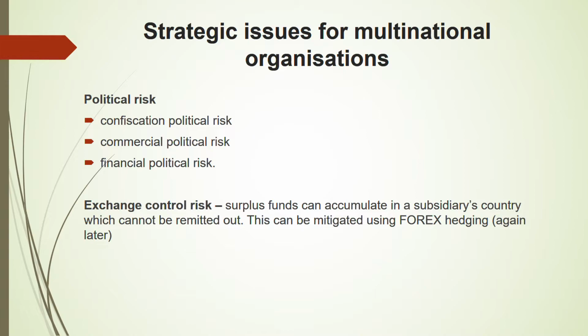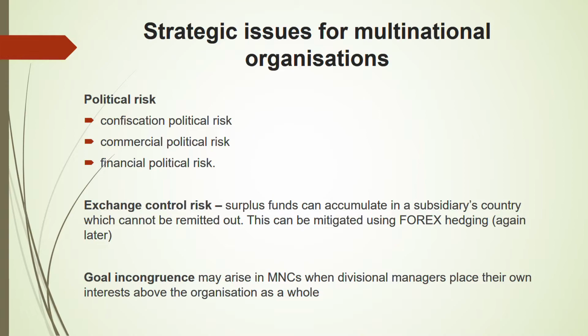Then we have goal incongruence. What is it? This is an issue, right? It's a problem. Issue means problem. That means MNCs will have a separate interest and the organization will have a separate interest. So their goals are not in line with each other.